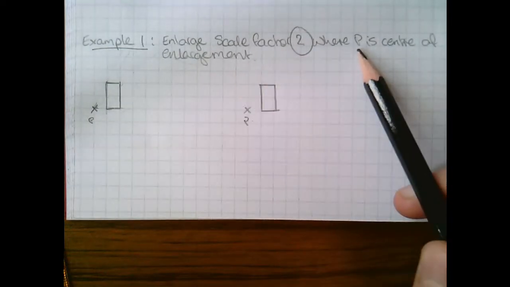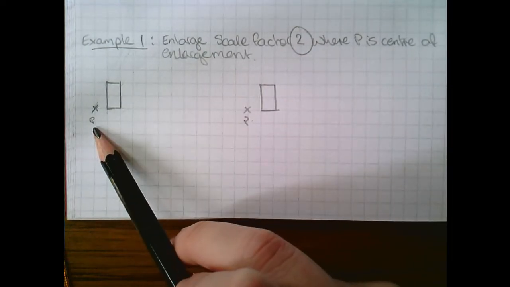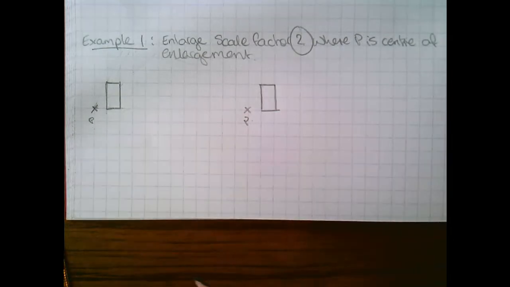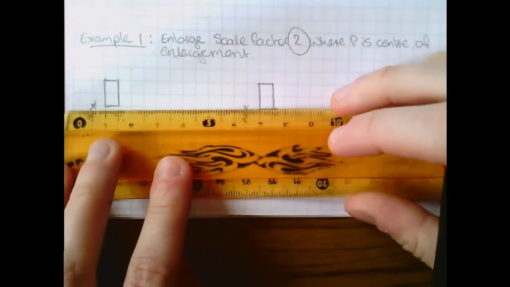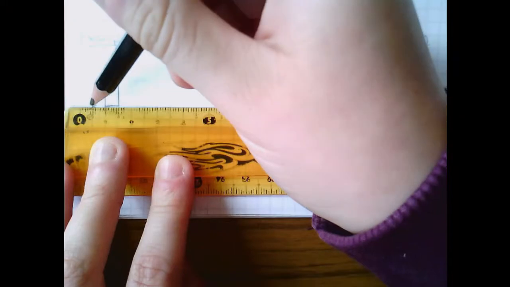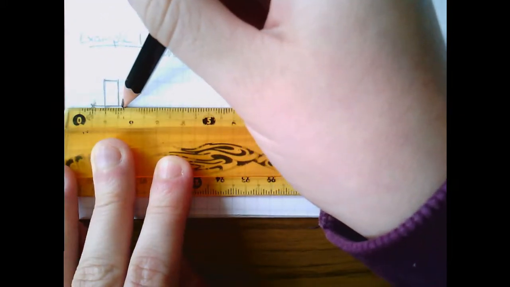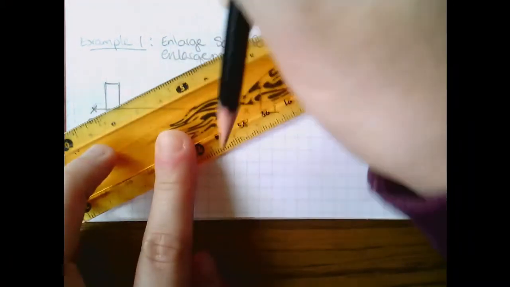The centre of enlargement, so P is our centre of enlargement. That is already on for us, okay? So what this means is, unlike the first example where we just drew the image anywhere, as long as it was 2 times bigger, we need to enlarge from our centre of enlargement. So we start at our centre of enlargement and we project lines out through each of the corners of our object.